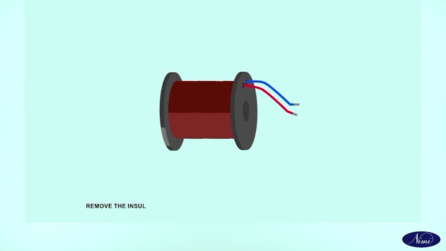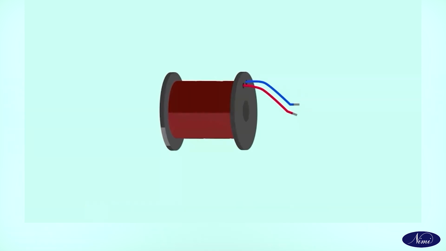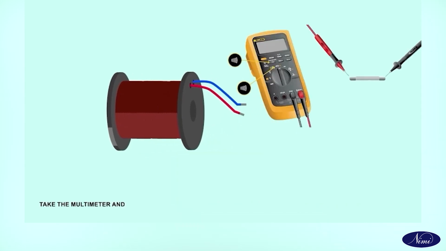Step 8. Remove the insulation for an inch at the ends of the wires and add the tapping. Step 9. Take the multimeter and set it in continuity mode, then test the coil by placing the probes at the ends of the coil.